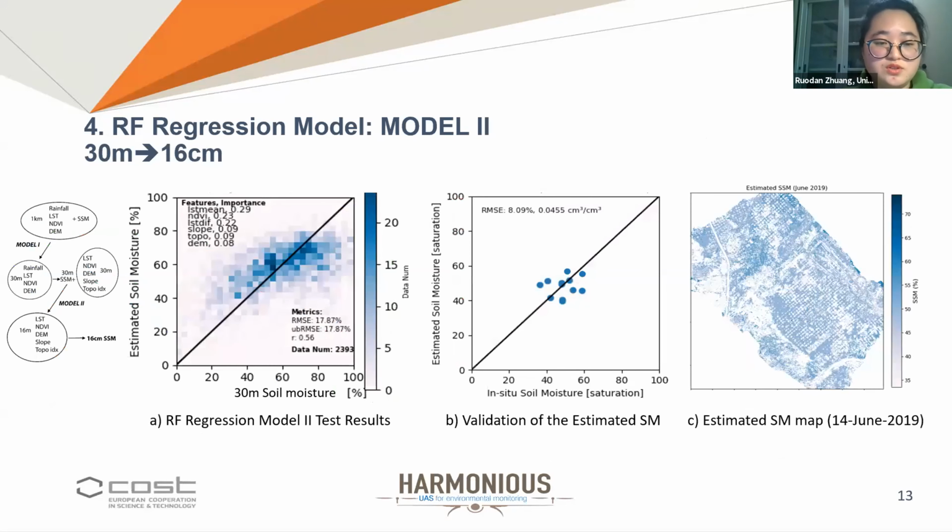The second model was trained with the estimated 30-meter surface soil moisture and land surface features. Then the model was applied with the UAS data of June 2019. Except for the LST, NDVI, and DEM, the topographic index and slope from DEM are considered as features with better capability to describe the small-scale soil moisture distribution. We can see preliminary results in Figures B and C.